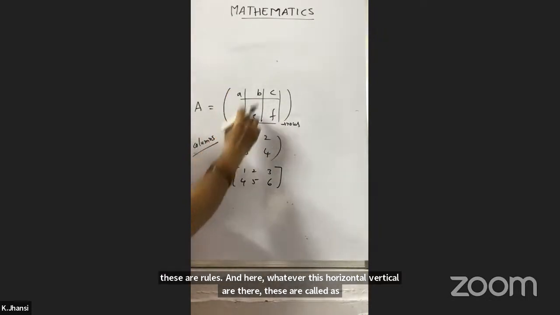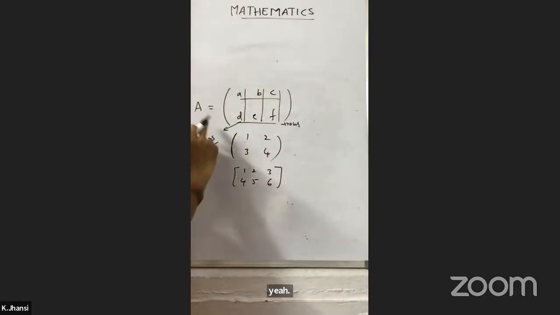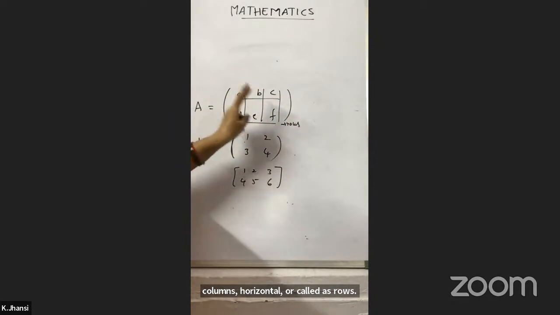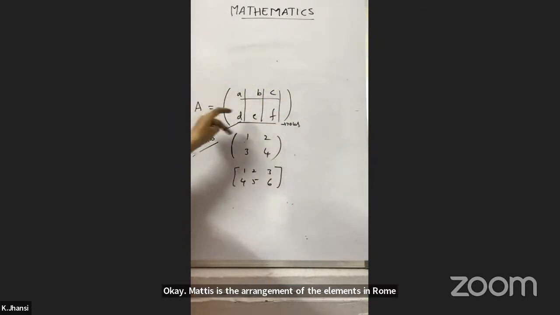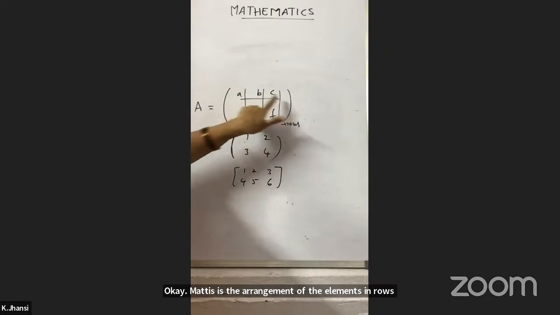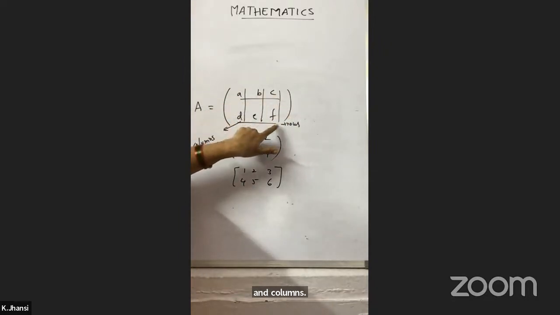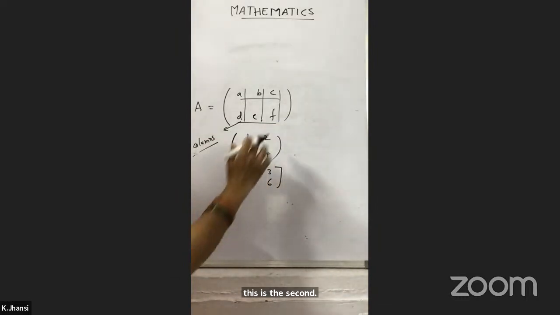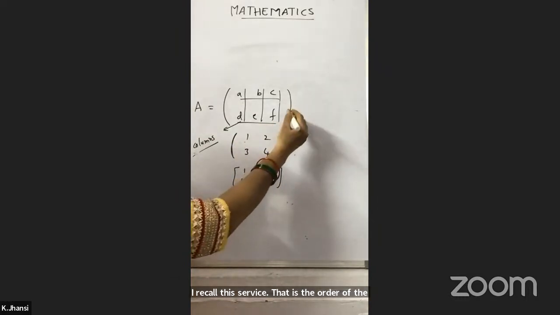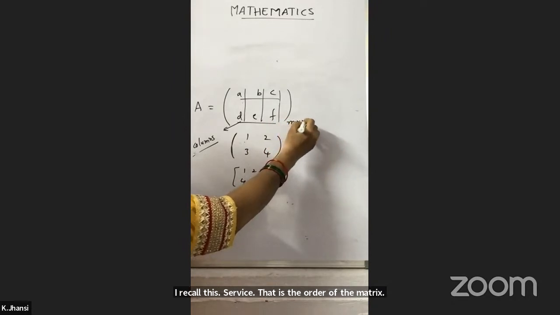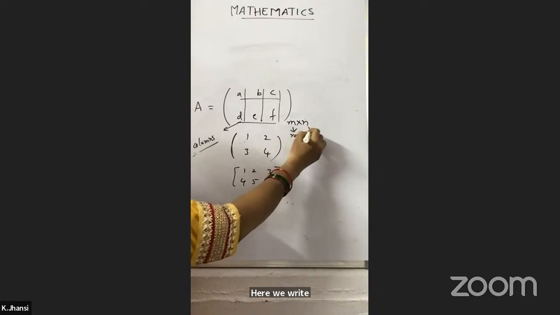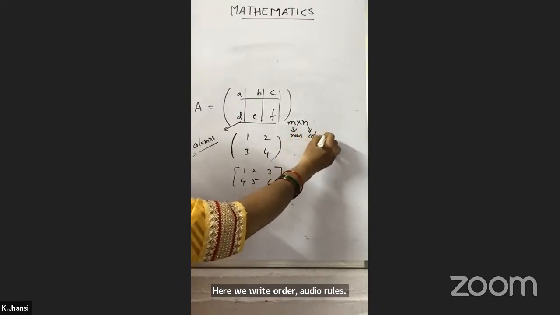Okay. So whatever is vertical are called columns. Horizontal are called rows. Here a matrix is the arrangement of the elements in rows and columns. You can see how many rows there are: one row, and this is the second row. And we call this the order of the matrix. Here we write order as m by n. Here m is the number of rows, n is the number of columns.